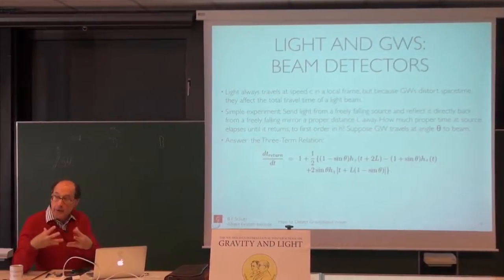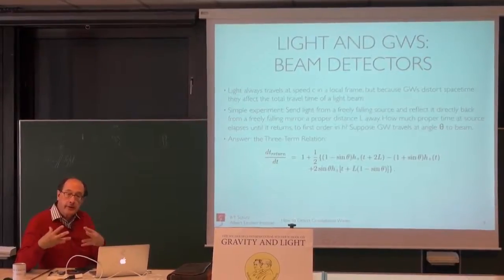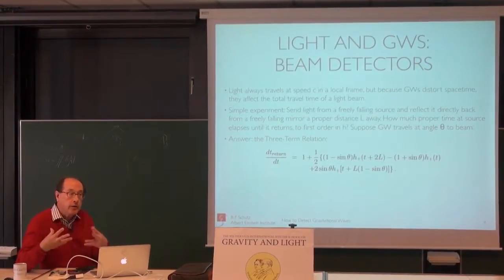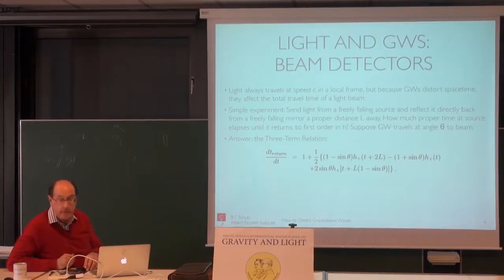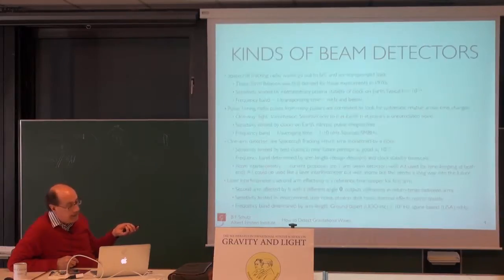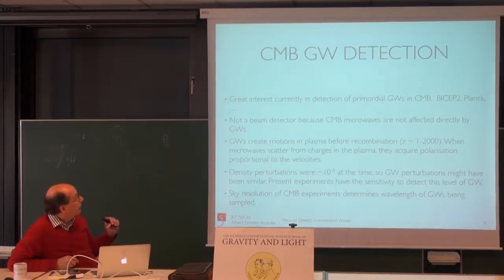And with LISA, we're in that regime. LISA's arm lengths of millions of kilometers are longer than some of the wavelengths, or comparable to some of the wavelengths. And that has some effect on LISA sensitivity and so on at the higher frequency end. So that's just something I wanted to point out, that this thing gets simpler if I go to the short arm limit. And that is appropriate for ground-based detection. Okay.